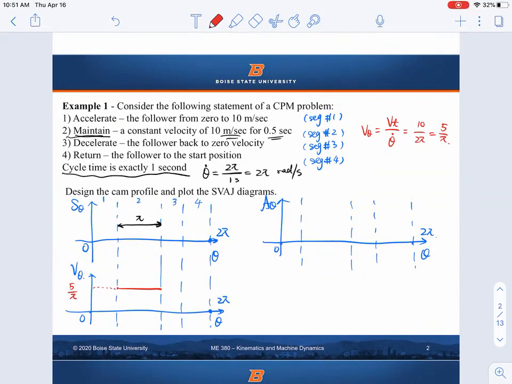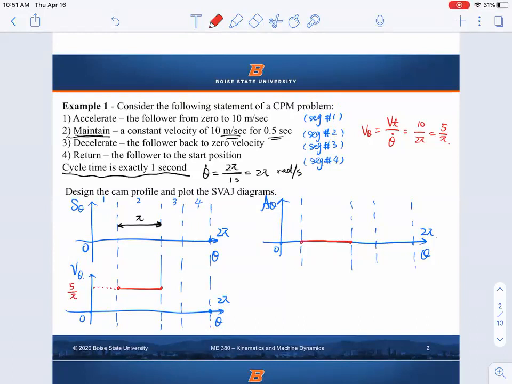Because the speed is constant, that means your acceleration is 0 in this domain. All right, so just from statement number 2, we're able to get this much information for our SVAJ plot.